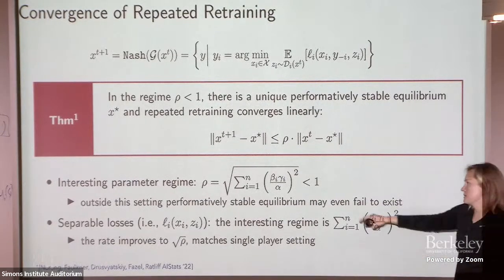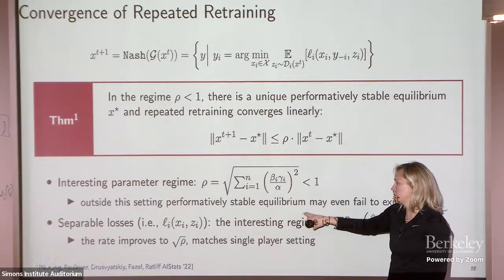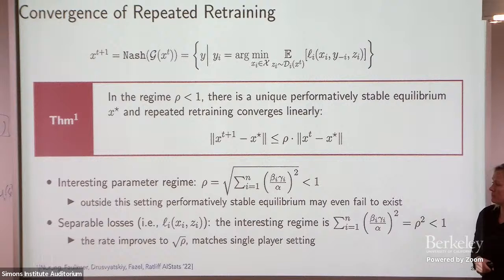So yeah, this is when rho is less than 1 is the interesting regime here in terms of the problem parameters, because this gives us the setting in which we have an equilibrium that exists.